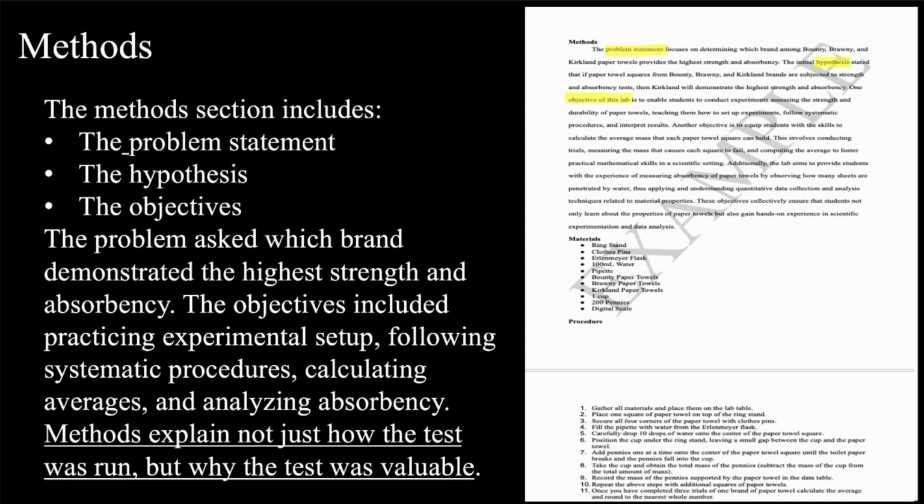In the methods section, this section includes the problem statement, the hypothesis, and the objectives. The problem asks which brand demonstrated the highest strength and absorbency. The objectives included practicing experimental setup, following systematic procedures, calculating averages, and analyzing absorbency. Methods explain not just how the test was run, but why the test was valuable.